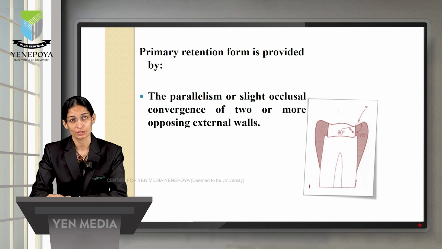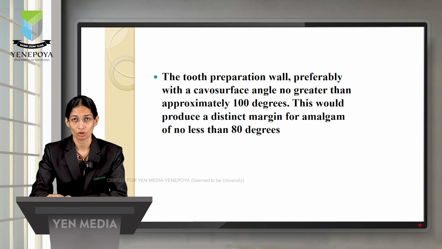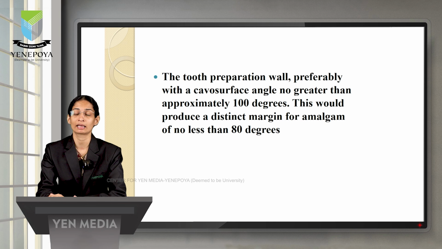Primary retention form is provided by the parallelism or slight occlusal convergence of two or more opposing external walls. The tooth preparation wall should preferably have a cavosurface angle not greater than approximately 100 degrees. This would produce a distinct margin for amalgam of no less than 80 degrees.